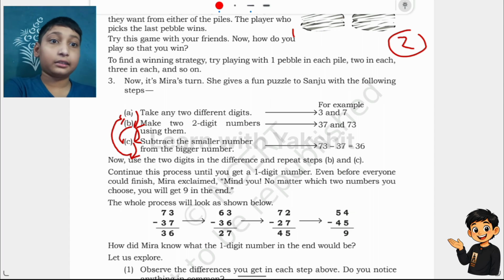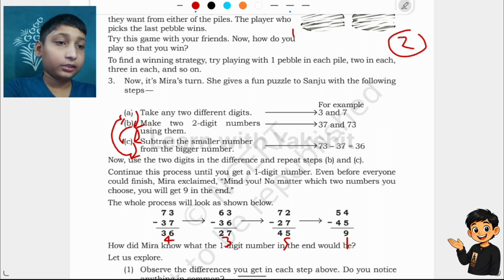Wow, that's fantastic. But there's something even more surprising. All the answers to these subtractions are multiples of 9. Yes. Can you see 36 comes in the table of 9. 27 also comes, 45 also comes, and 9 also comes. But let's see where they come so we get more patterns. So 36 comes as 4, this 3, this as 5, and this as 1.